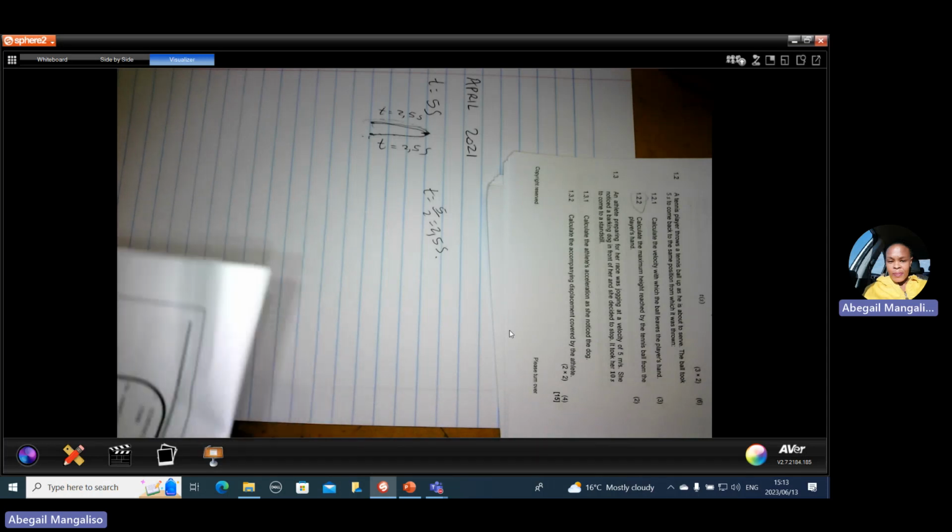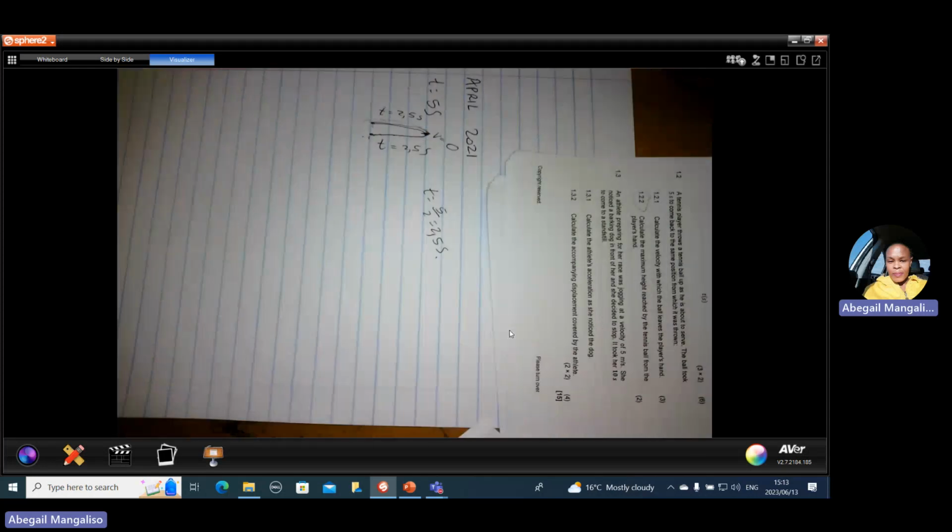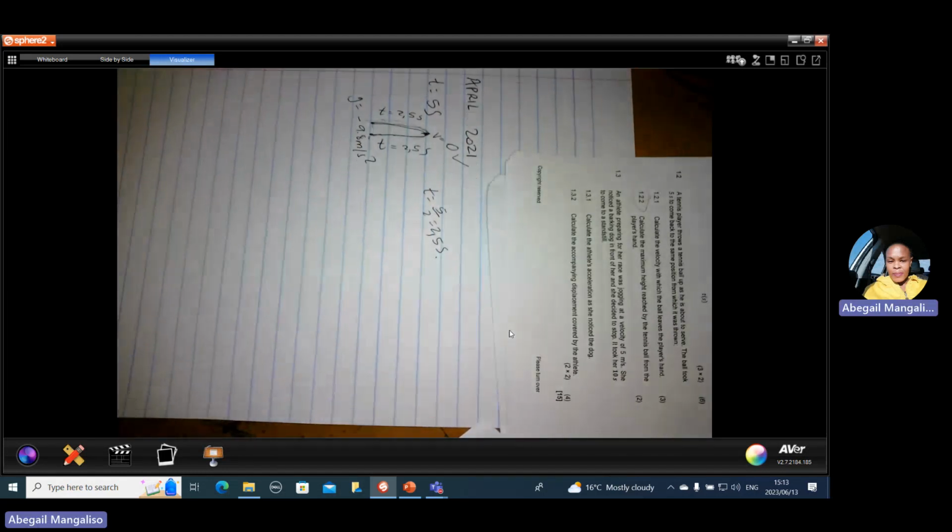Now, to solve this question, we are looking for the velocity in 1.2.1, with which the ball leaves the player's hand. We are going to use the equations of motion. These are the equations of motion for vertical motion, and this is horizontal motion. When it reaches the maximum height, v will be equal to 0 at that point. g, going up, will be negative 9.8 meters per second squared.